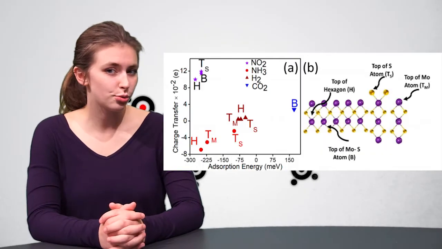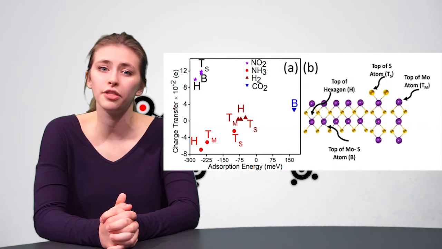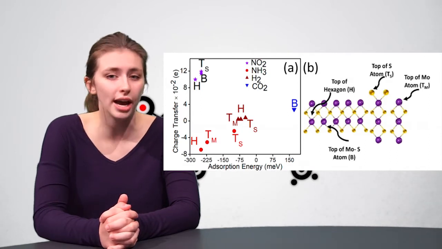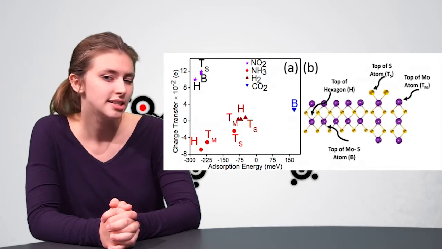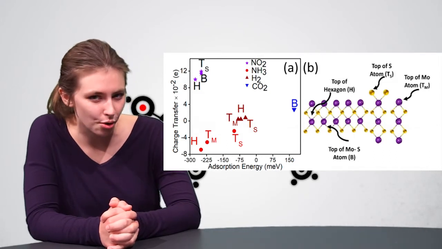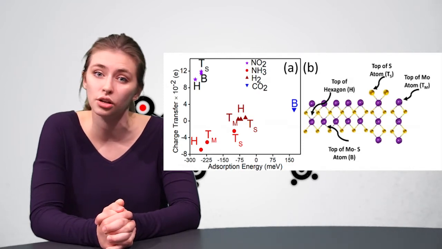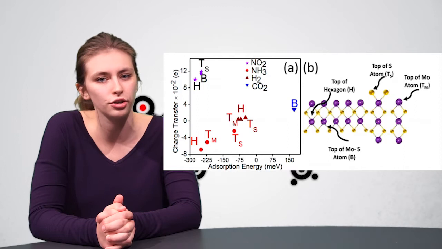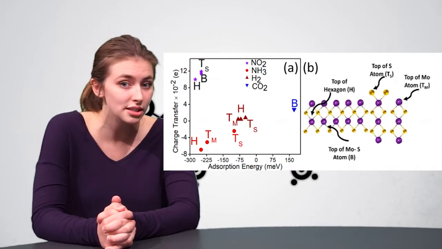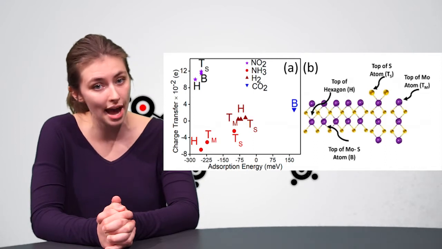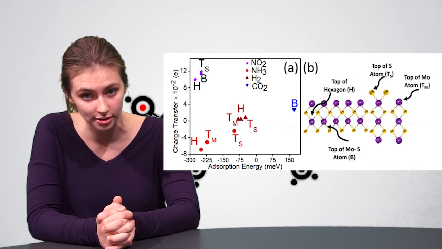Based on the graph between charge transfer and adsorption energy, we see the sensitivity of the molybdenum disulfide to nitrogen dioxide more so than dihydrogen, carbon dioxide, dihydrogen sulfide, and ammonia. The nitrogen dioxide is more likely to hold to the molybdenum disulfide flakes. The adsorption energy for nitrogen dioxide is very high at the top of the molybdenum disulfide, at the top of the molybdenum atom itself, and at the top of the molybdenum sulfur bonds.